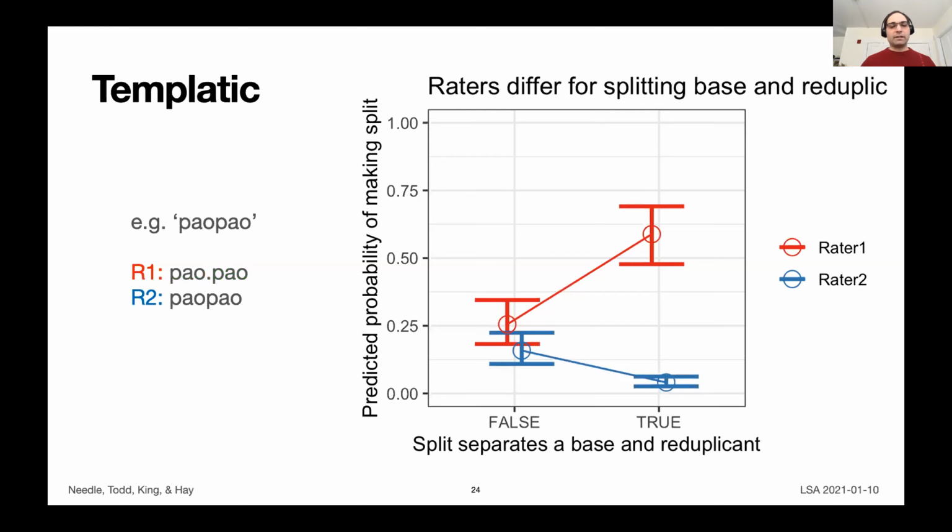And here we can see that the raters differ in their treatment of reduplicants and their bases. Rater 1 strongly tends to separate these parts, so they would produce a parse like pao pao with a dot in the middle, while Rater 2 really often wants to keep the reduplicant together with the base as a single kind of morphological unit.